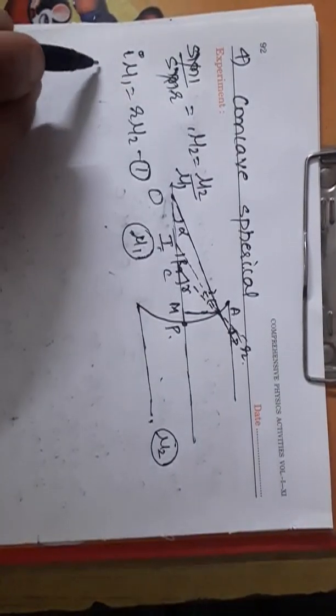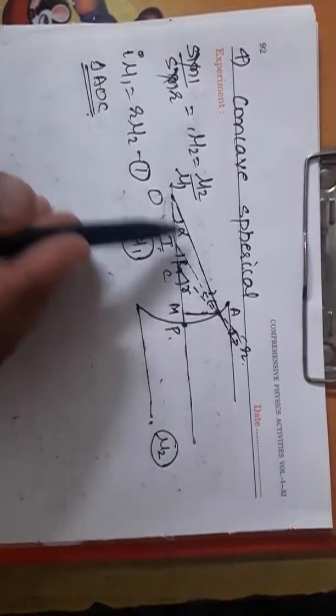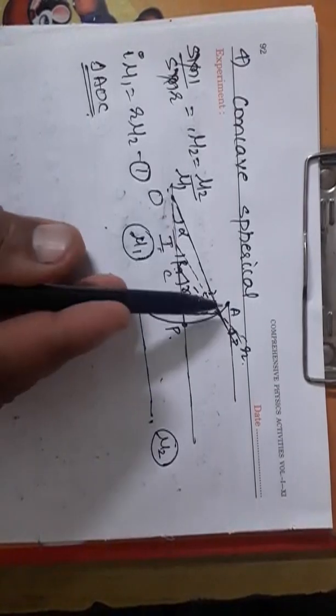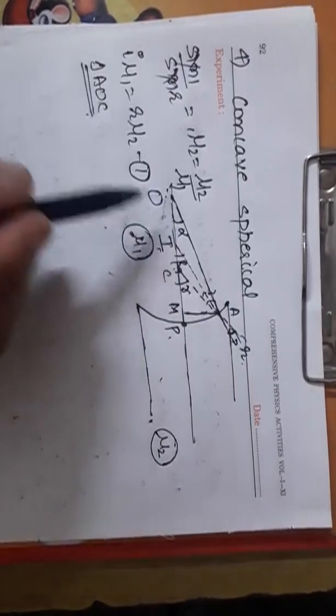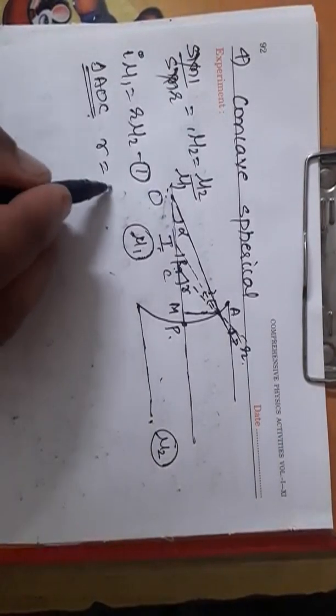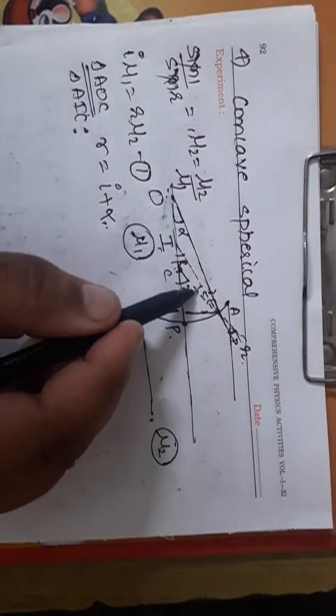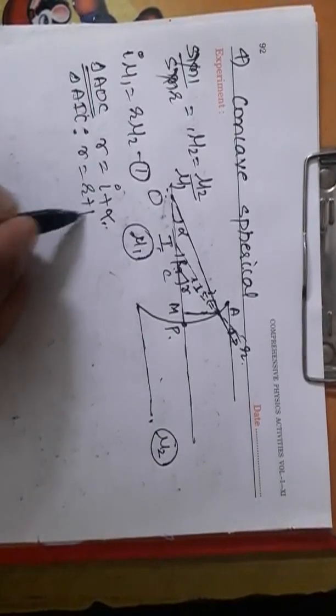फर्दर चले हम. So in triangle AOC, what do you get? You get gamma is equal to i plus alpha. In triangle AOC, I get gamma is equal to i plus alpha. And in triangle AIC, ये देखो बच्चे, ये वर्टिकली ऑपोजिट r हो जाएगा. सो गामा इज इक्वल टू r प्लस बीटा. Gamma is equal to r plus beta.